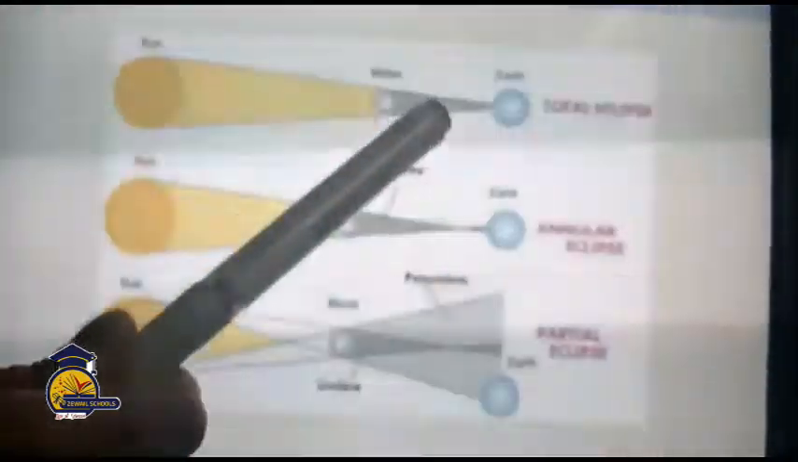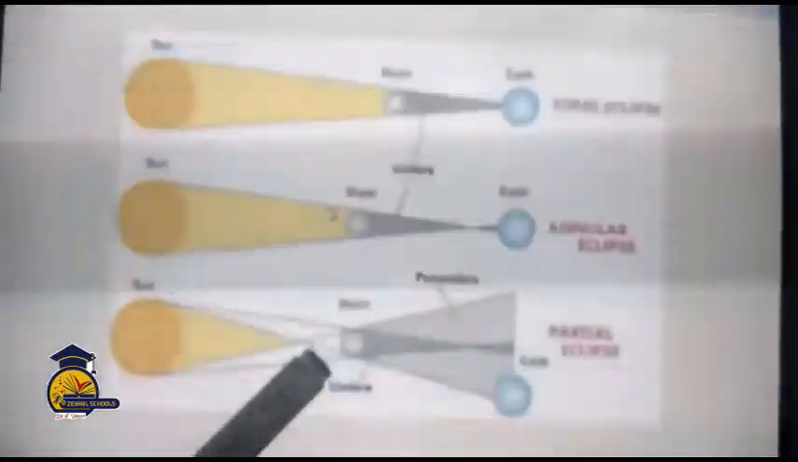First, total eclipse. It's a type of solar eclipse in which we can't see the sun completely, and it's formed in the shadow area umbra of the moon. Number 2, partial solar eclipse. It's a type of solar eclipse in which we can see part of the sun, and it's formed in the semi-shadow area, called penumbra of the moon, okay?